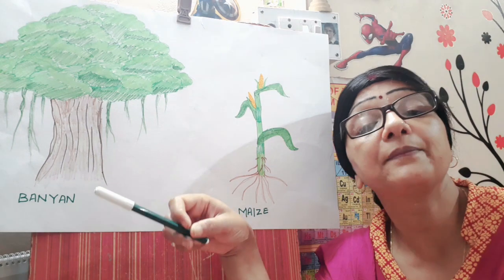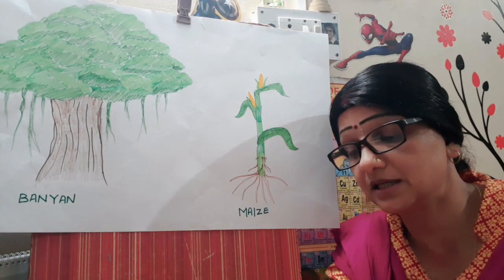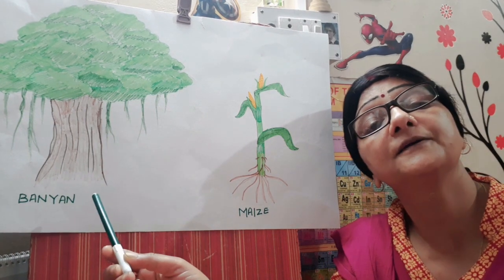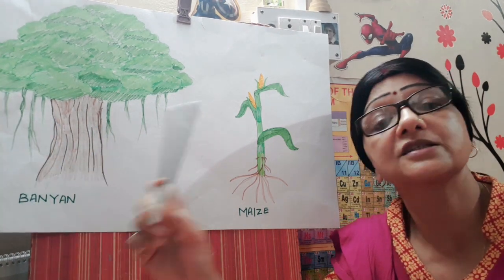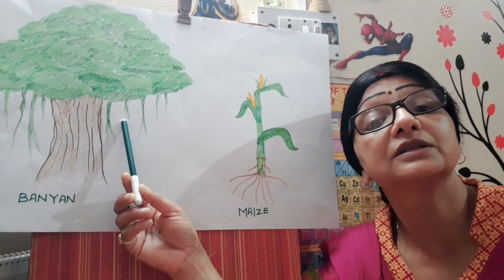Okay, so what happens actually, to give extra support to these branches, some roots are coming here and these roots are giving extra support. So this is also the special function of roots, isn't it?